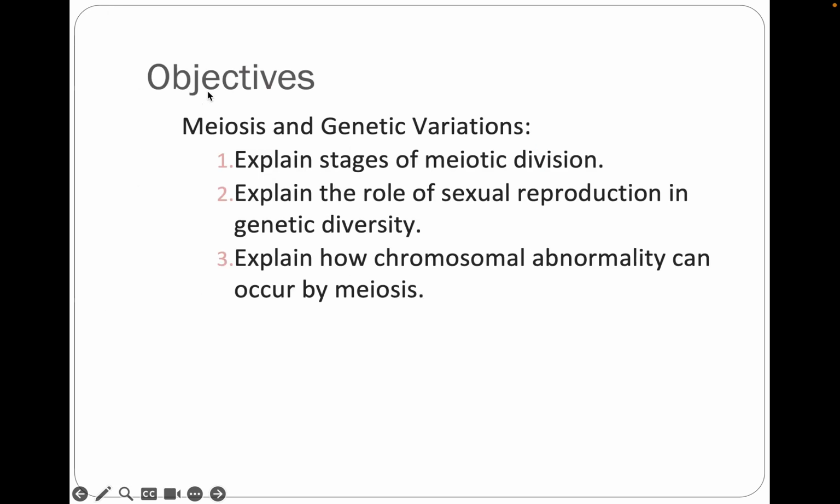So by now, you should be familiar with meiosis and genetic variation. You should be able to explain the stages of meiotic cell division, explain the role of sexual reproduction in genetic diversity, and explain how chromosomal abnormality can occur by meiosis.